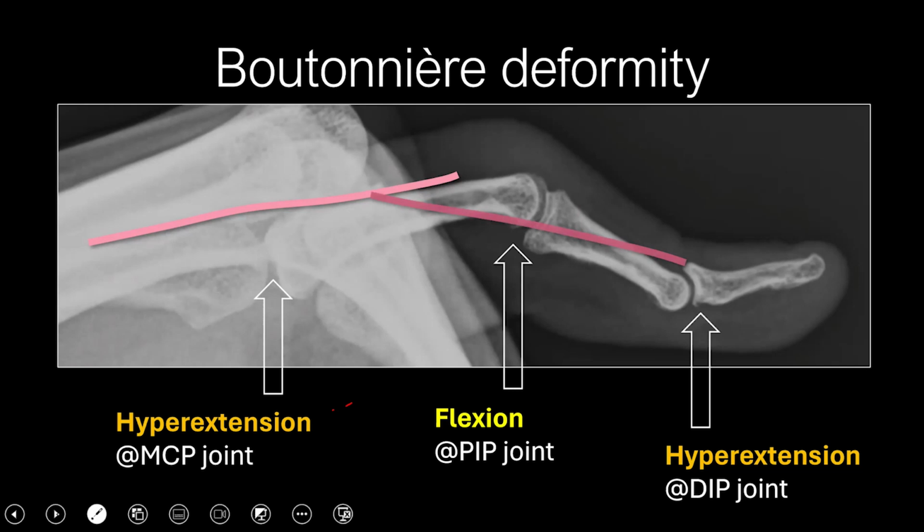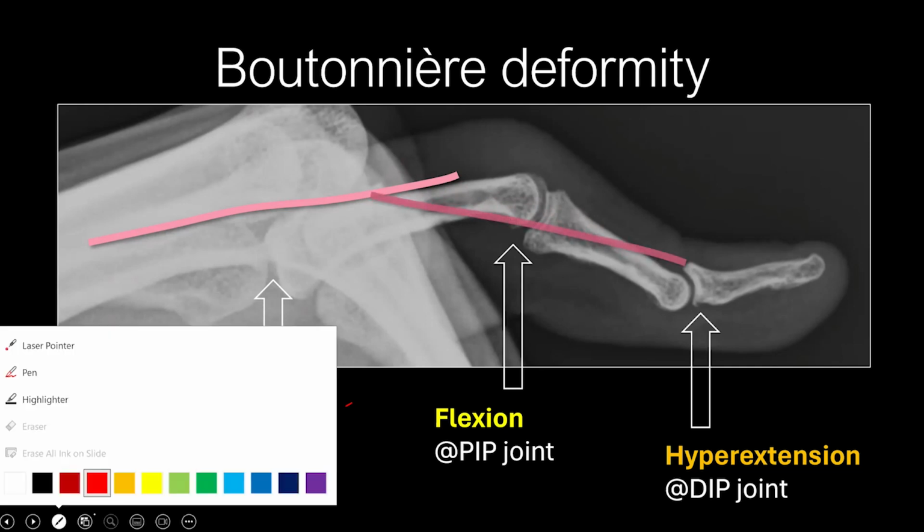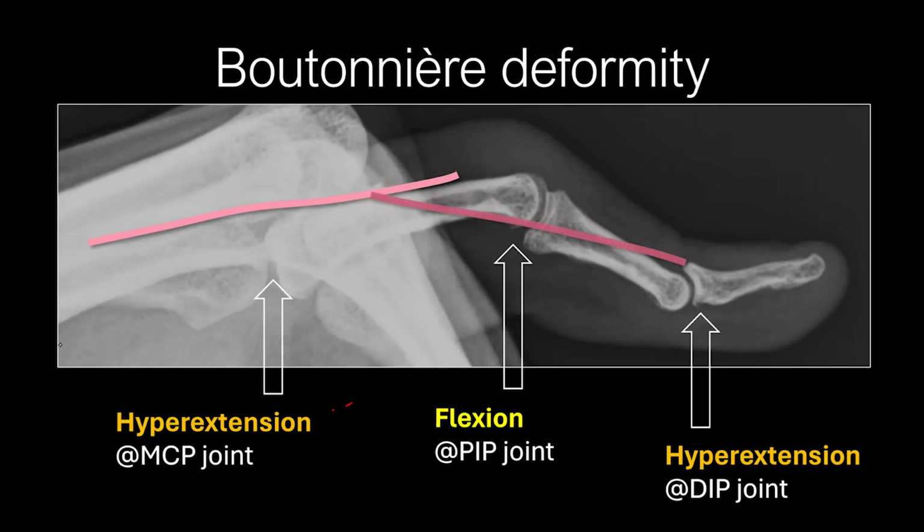And as I said earlier, the lateral band, or lateral slips, which are joined by the tendons of the lumbricals and interosseous, in patients with boutonniere deformity, instead of sitting on the dorsal aspect of the axis, move down. So when it moves down, what happens? It stops acting as an extensor at the PIP joint, and that leads to further flexion of the PIP joint.